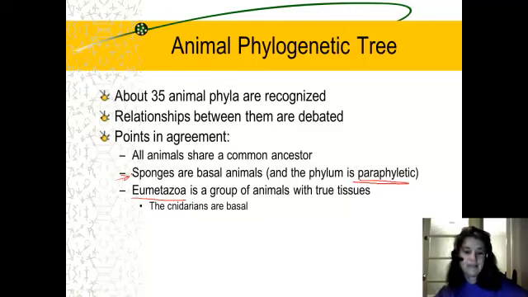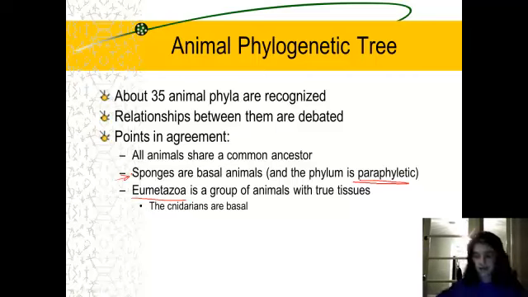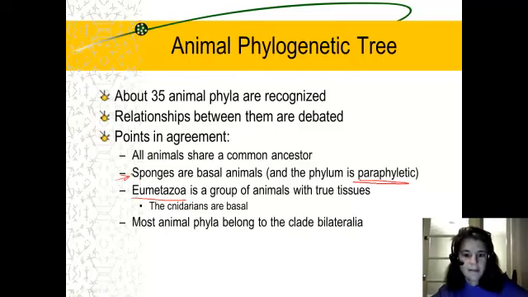And at the base of that group of animals, the cnidarians, or the jellyfishes and the sea anemones and those kinds, they are the ones that are at the base of that. So sponges are at the base of all of it, but for the vast majority of animals, the cnidarians are the next step. Okay? Most animal phyla are bilateral in symmetry, so they belong to the bilateral group.